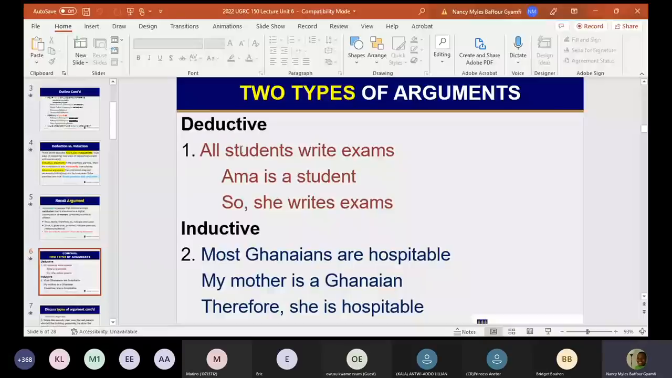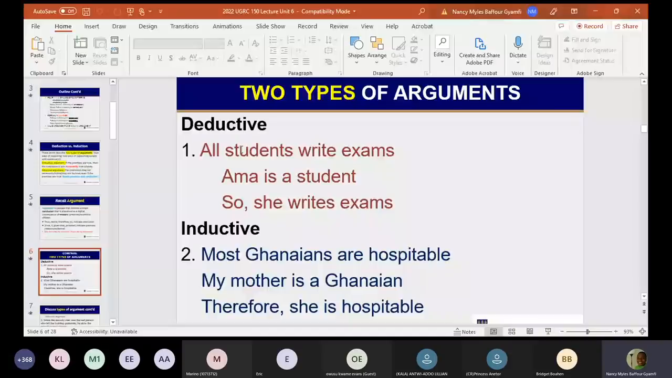Okay, antecedent: all students. Then the consequent is what? Write exams. It's a universal statement. So all students write exams. If X is a student, then X will write exams. Okay, that is what that statement means. If X is a student, then X will write exams. If antecedent, then consequent. That is what it means to say all students write exams.